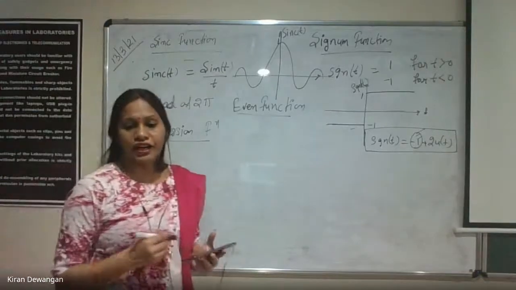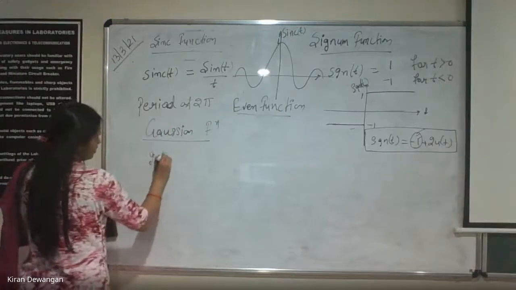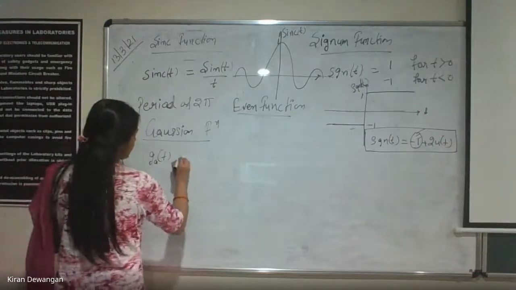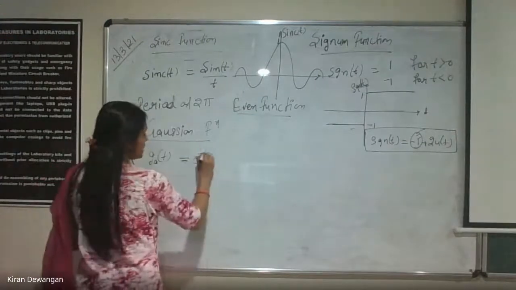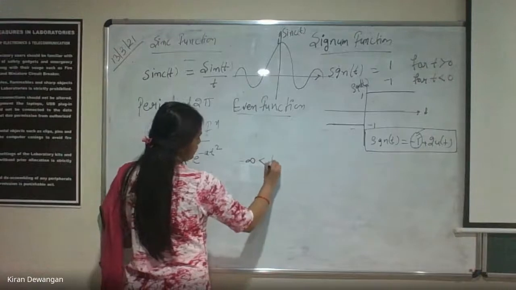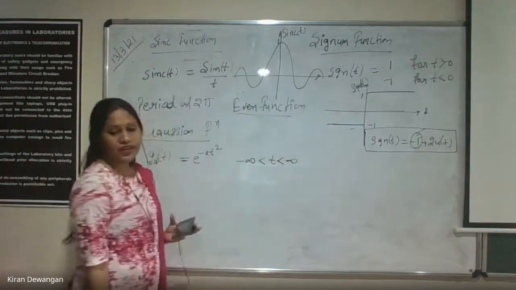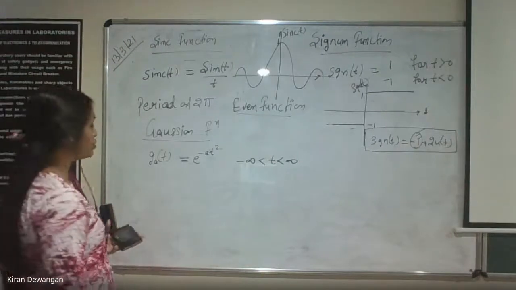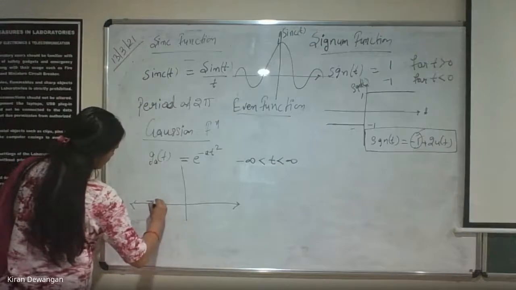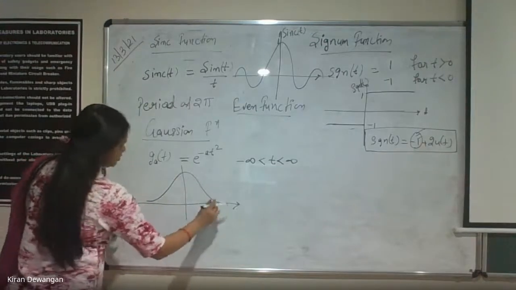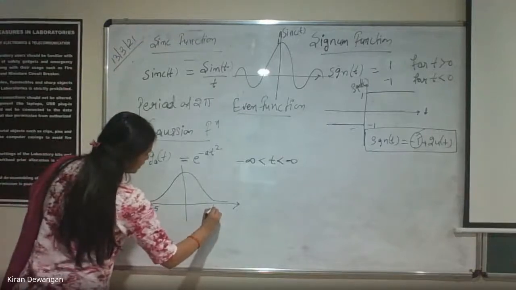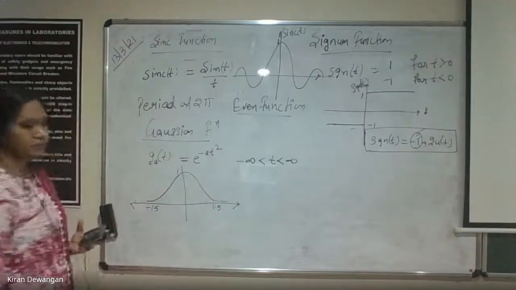The Gaussian function is an important function, and it is given by g_a(t), which is equal to e to the power minus a t square, for t from minus infinity to infinity. It is extremely useful in the probability theory, and it is plotted this way. Here it is minus 1.5. Here it is 1.5, and this value is 1.